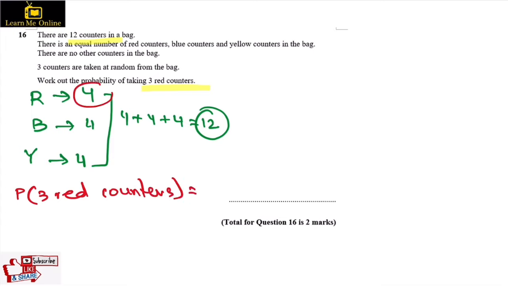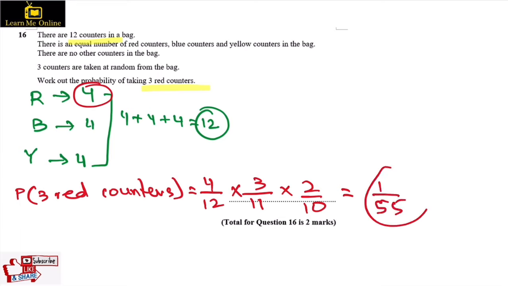The probability of getting the first red counter is 4 over 12. The next one would be 3 over 11. And the other one would be 2 over 10. You do the multiplication, simplification, and you get 1 over 55 as the final answer, and it's for 2 marks only.